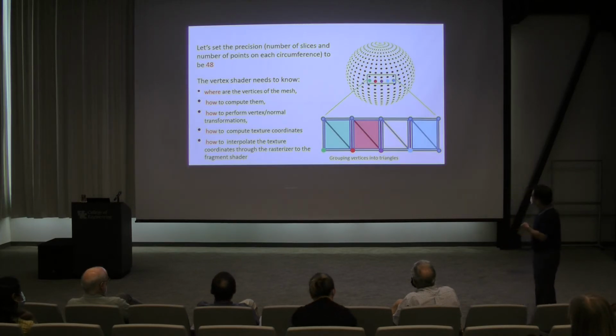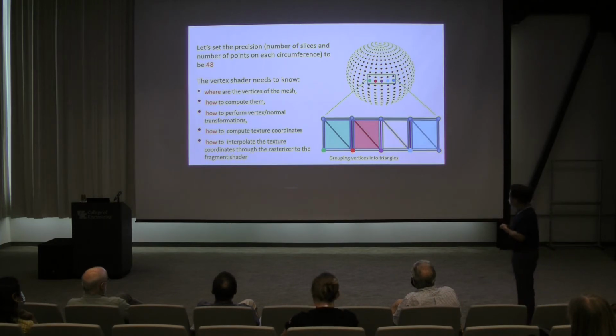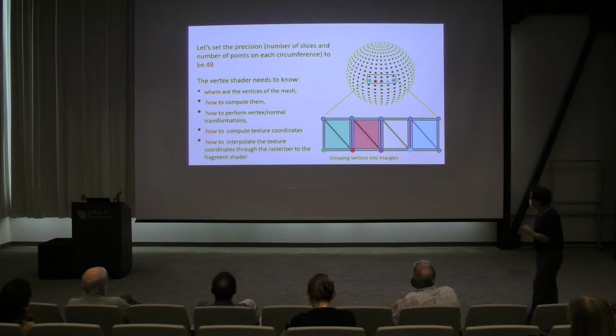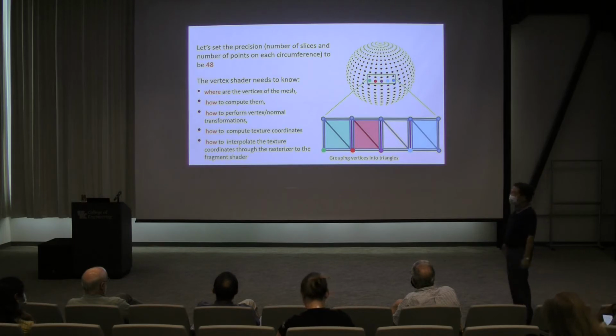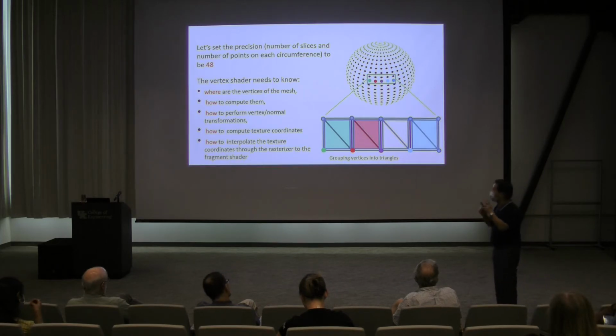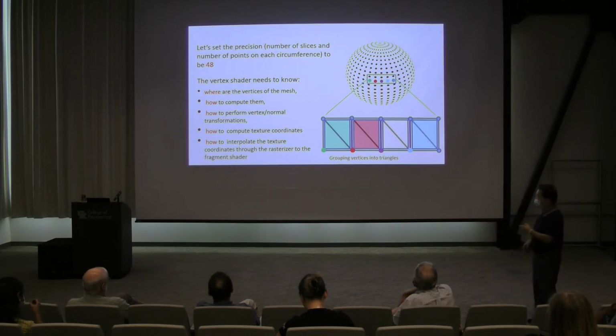How to perform vertex normal transformations, okay? How to compute texture coordinates? How to interpolate the texture coordinates through the Rasterizer to the fragment shader, okay? So you have to tell the Vertex Shader explicitly where those vertices are, in a language that we can understand.